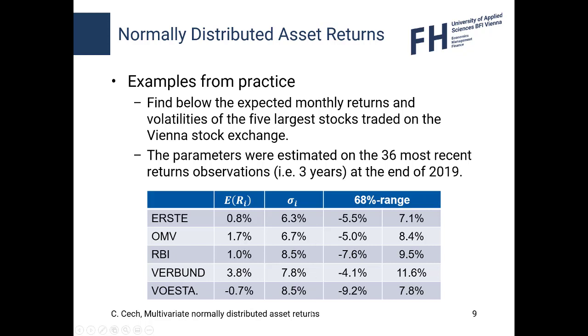Let me repeat that these values are purely based on historical observations of the prior 3 years. And assuming a normal distribution and assuming that these parameters are correct, we can also see here the 68% range that we believe the stock returns will be in the next month. That would then be January 2020.